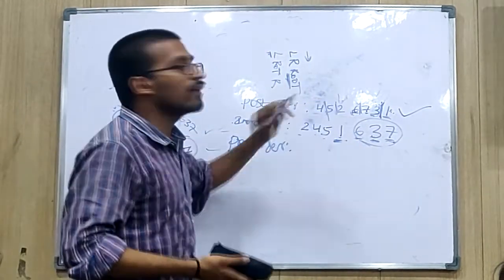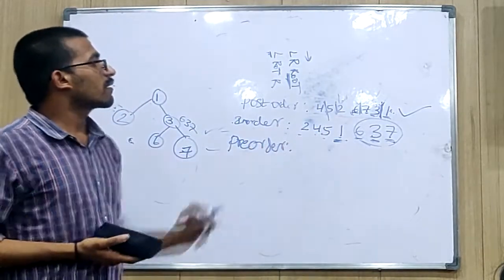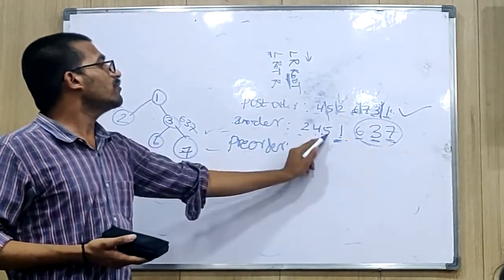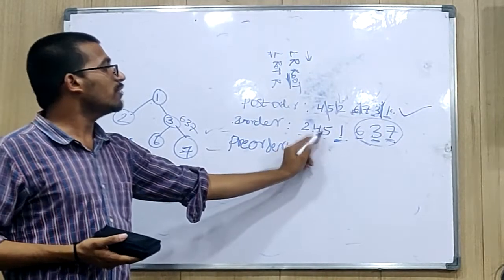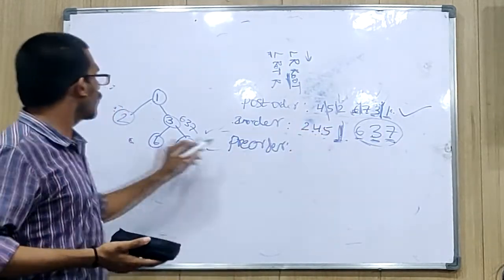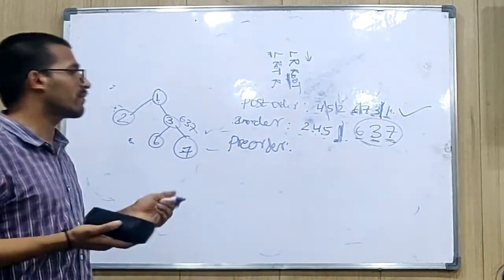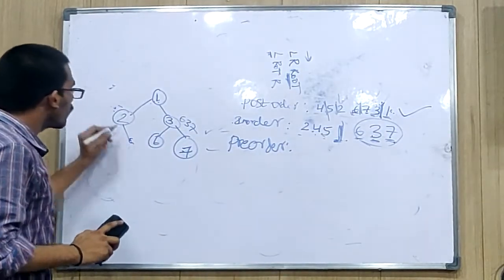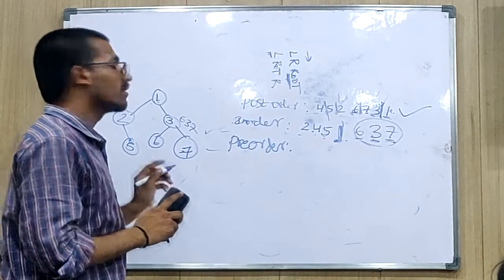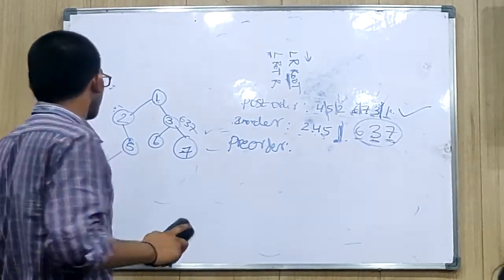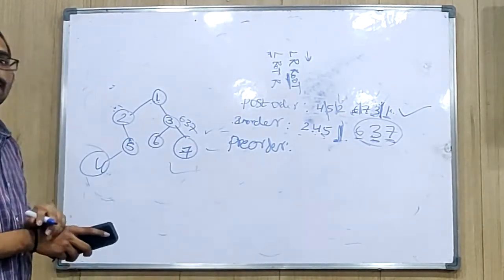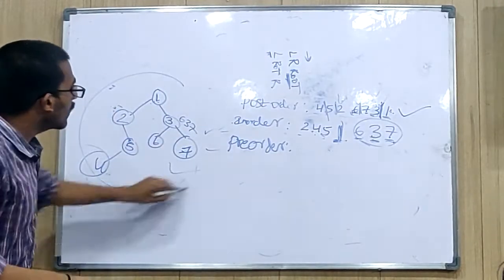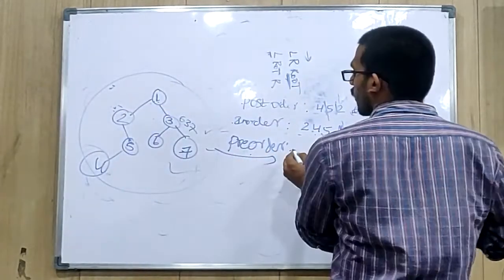2 is over. 5. See here. 5 to left 4 is there. 5 to right 1 is there. 1 is already over. 1 is a root node itself. Left to 5 we have 4. So that is why we want to construct 5 as a root. Left to 5 we have 4. This is the tree which we constructed in order to get the pre-order.